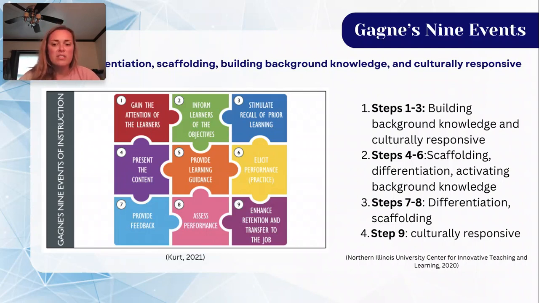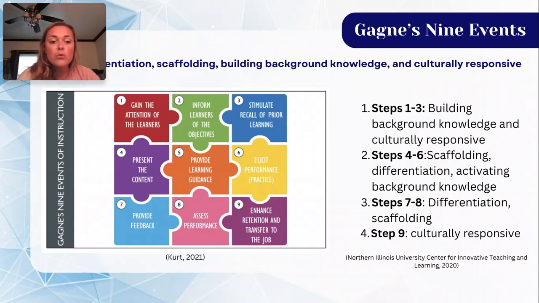In those 3 steps, we're not only building on their background knowledge by having an icebreaker or having an activity that makes them think about something that they're already familiar with and connecting it to what they will be learning about. But we're also then giving them the knowledge of these are your objectives and you may already understand some of this. So we're building that background knowledge and also being culturally responsive by making sure that we're making it relevant for our students before we even start the learning process.